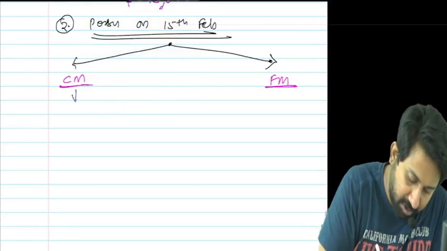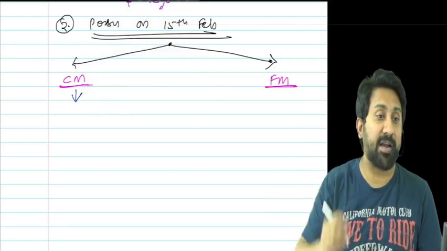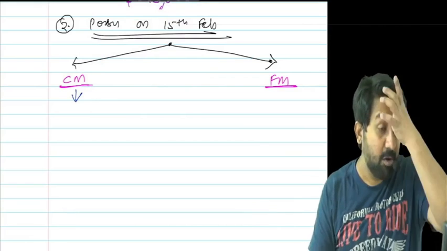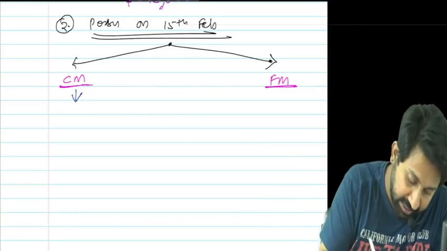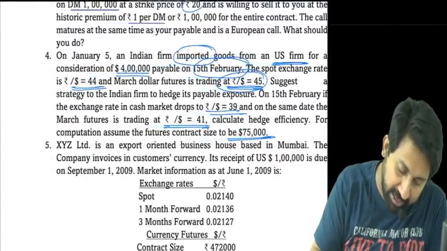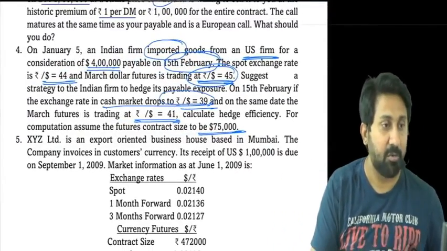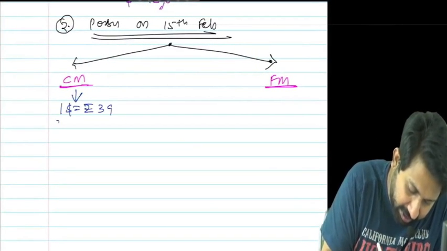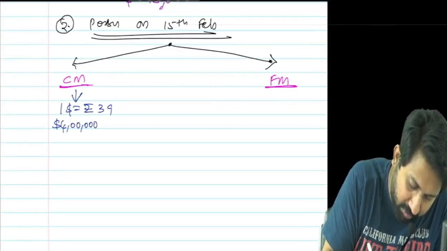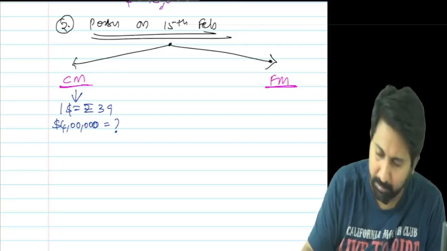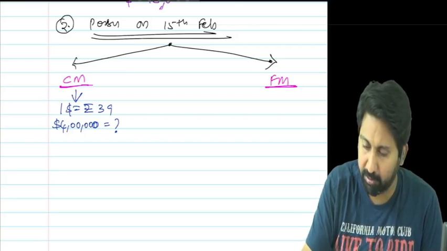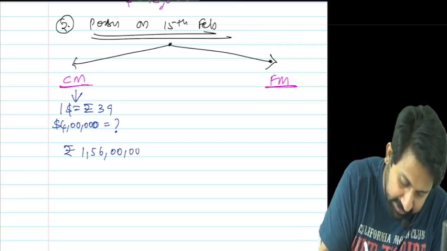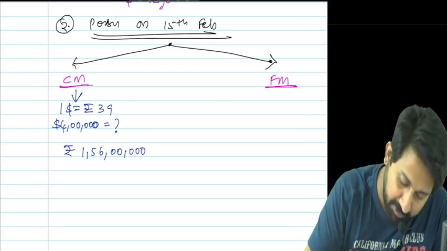Cash market means what? Since I am using the futures market as a hedge, I will open my exposure uncovered. What I will do is directly pay in the cash market. In the cash market, the price dropped to $1 equal to rupees 39. So $4 lakh equal to how much? 4 lakh into 39, so rupees 1 crore 56 lakhs.